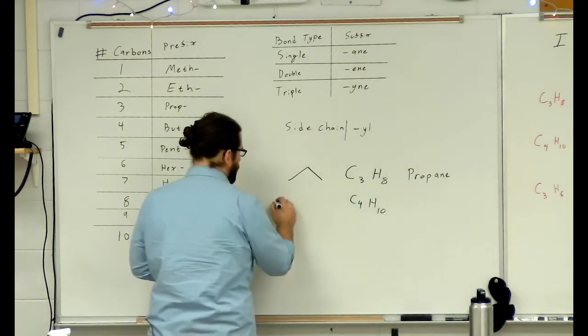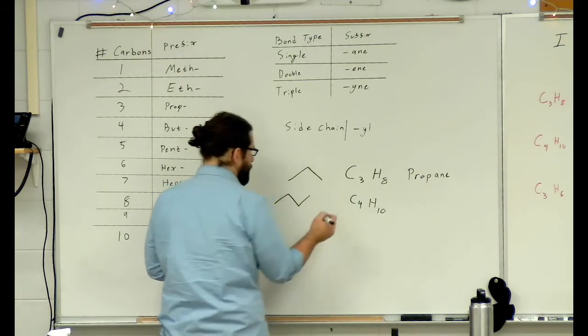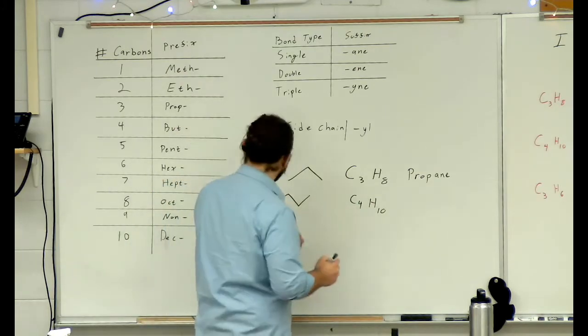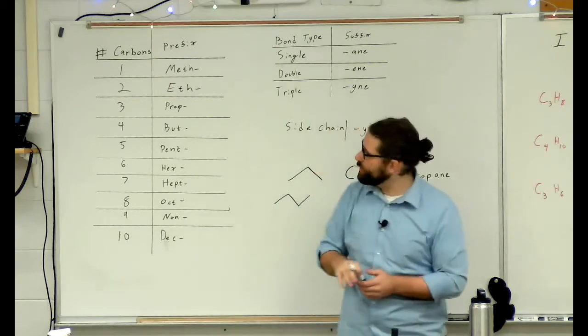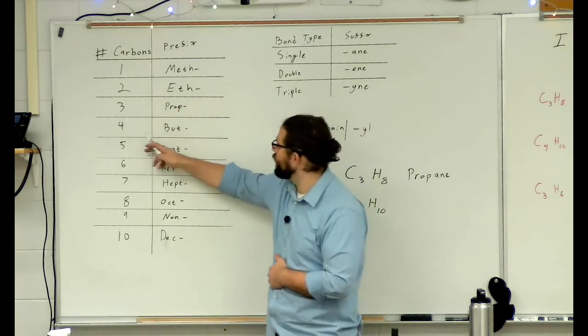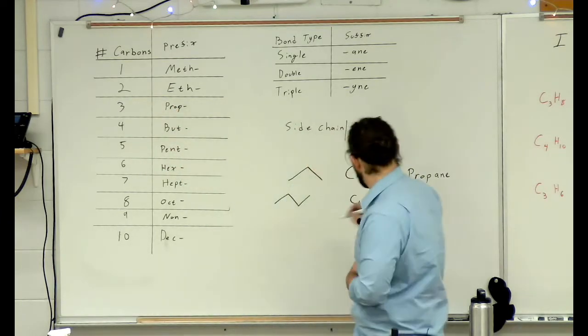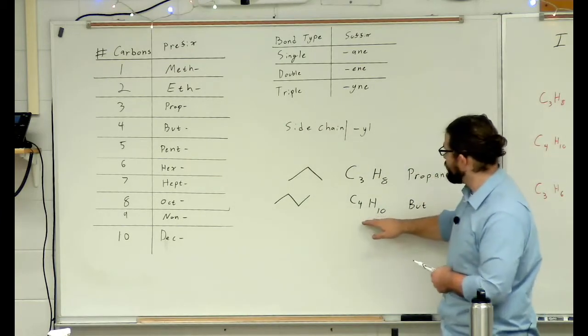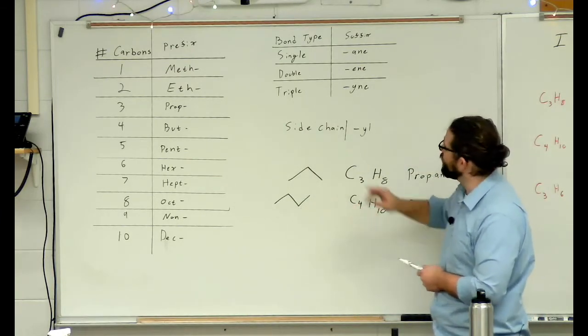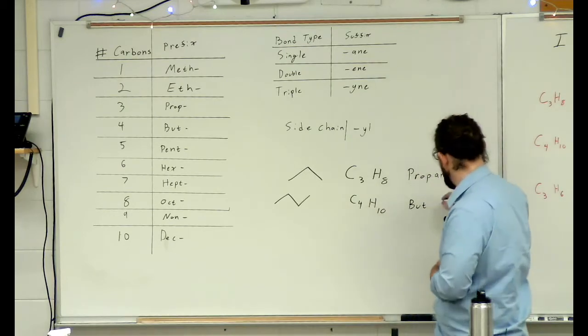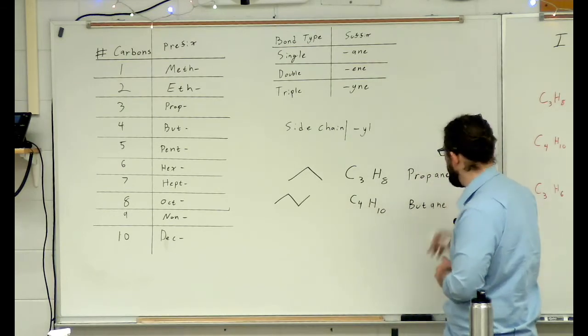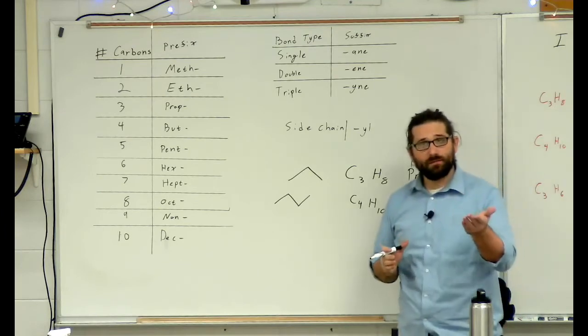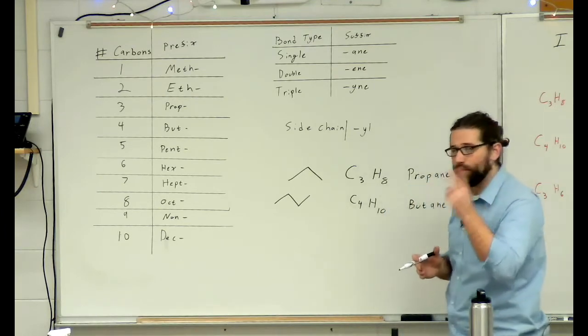Next, let's look at our C4H10. The skeletal structure for that was just like this. Now my C4, that's going to be 4 carbons. So my number of carbons is 4. I go over here, and that's bute. B-U-T. And then I don't have any double bonds. I only have single bonds. It's going to be butane. Okay.